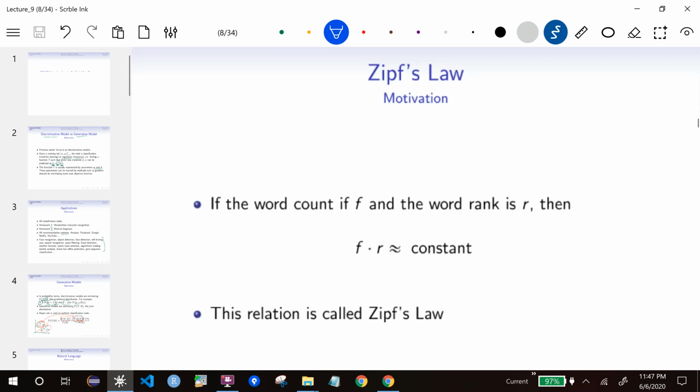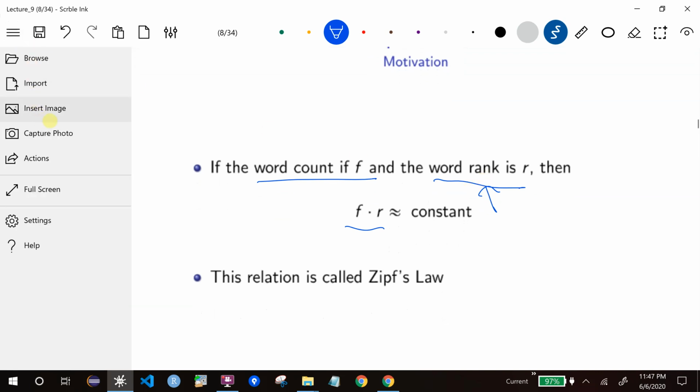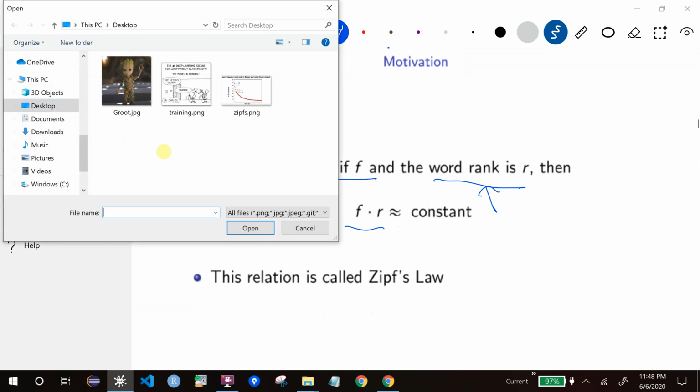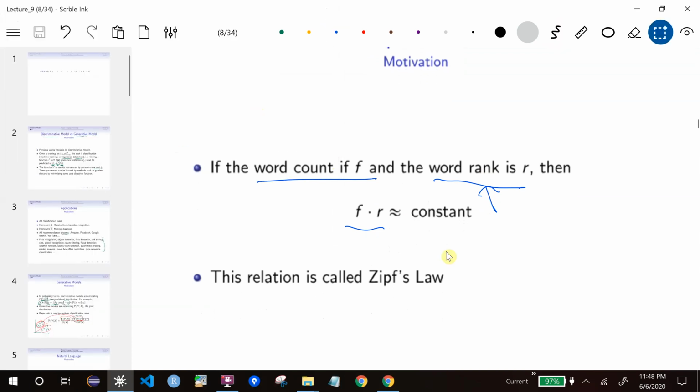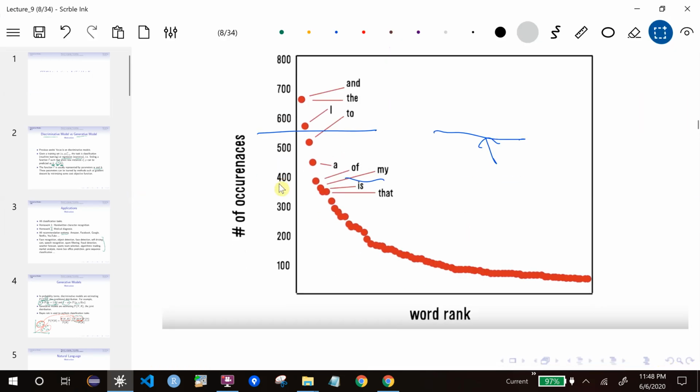One thing that's kind of interesting is Zipf's law, about the word count and the word rank. The rank means the ranking of the most frequent words in English or something like that. They are usually inversely related, and this relationship is called Zipf's law. It's not related to anything, but it's just a fun fact. So I just want to show it to you here. The image is too large, but it's okay.